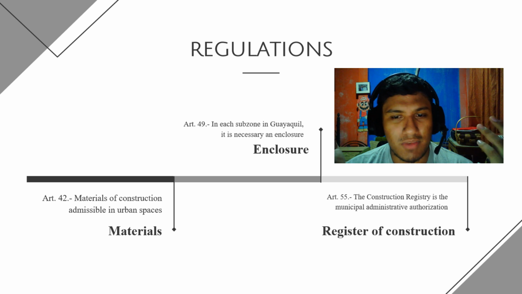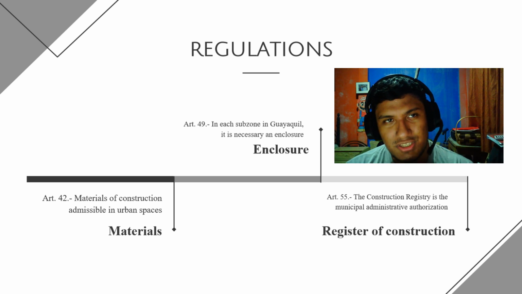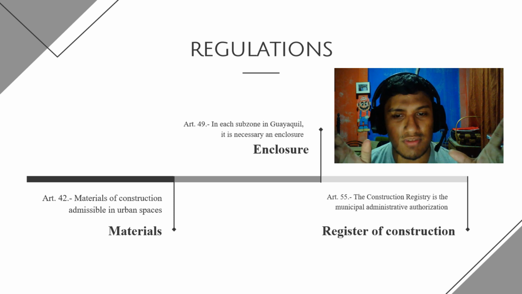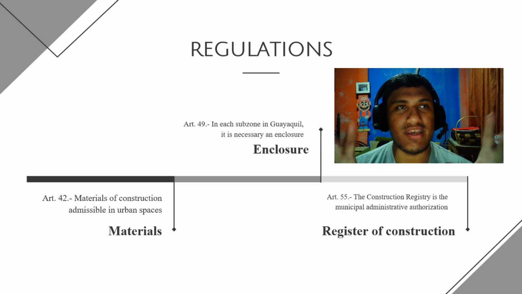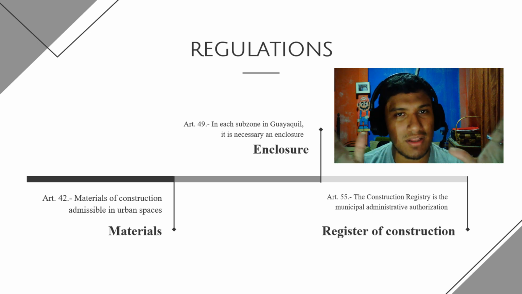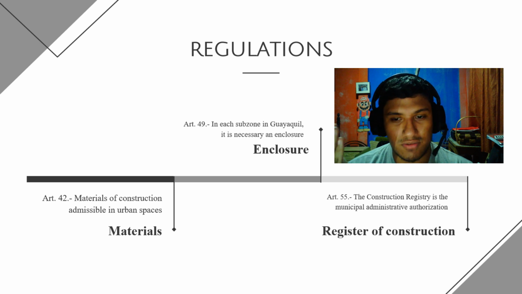Next, we have the enclosure, Article 49, which states that in each subzone in Guayaquil an enclosure is necessary. For example, we have the central part of Guayaquil, which obviously will need an enclosure.